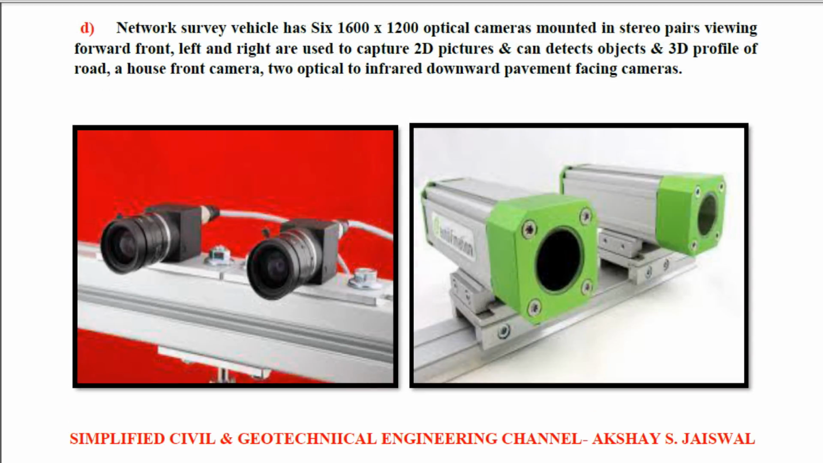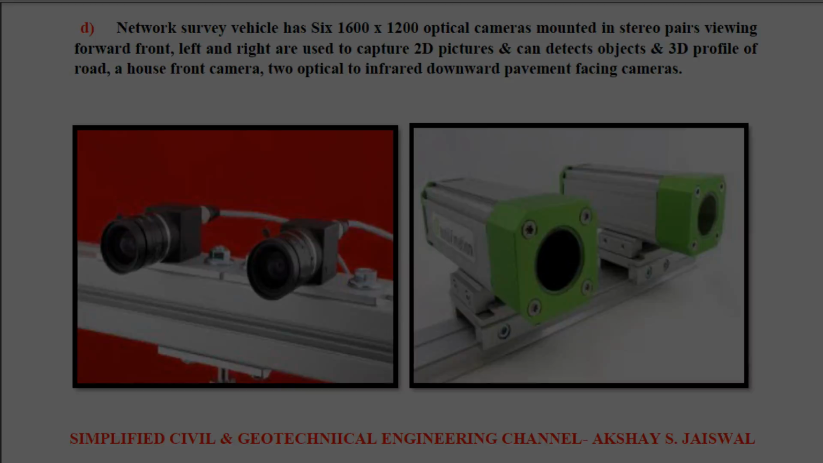The network survey vehicle has optical cameras mounted in stereo pairs viewing front, left and right, which are used to capture 2D pictures, and they can detect objects and 3D profile of road. NSV has a front camera to optical and two infrared downward pavement facing cameras.